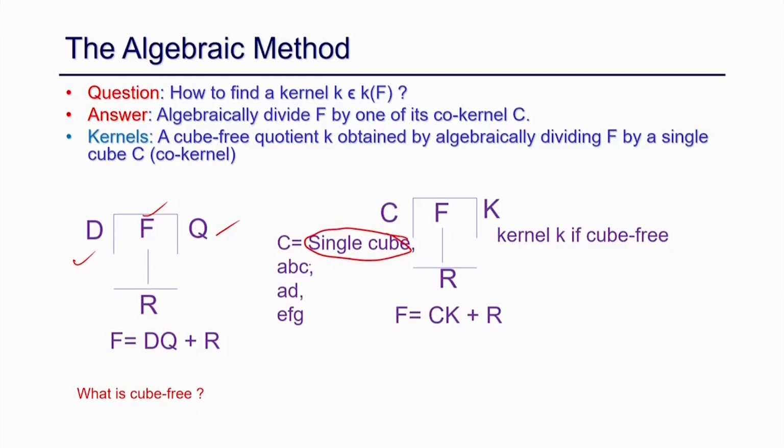So, which is like ABC, AD, EFG, it is not some expression, it is a single cube. If I divide this by this single cube and I get some result, the quotient, if the quotient is cube free, then this is a kernel. So, this K is a kernel if this is cube free. Now, the question is what is cube free, that you should understand.